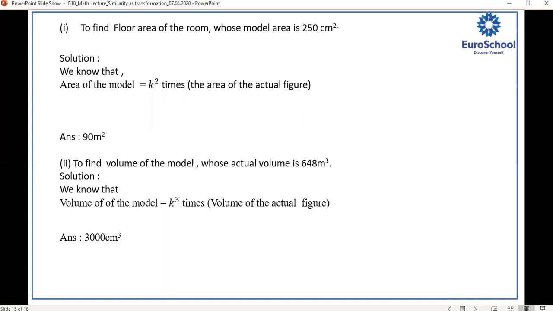Now, question number 8, first part. Floor area of the room of the building, whose area in the model is 250 centimeters square. Now, area of the model is 250 centimeters square, right? We need to find area of the actual figure, so we'll multiply with K square. I've written the formula, but I want you all to do the conversion and calculate the value. You have 5 minutes to do this question. Do it fast.